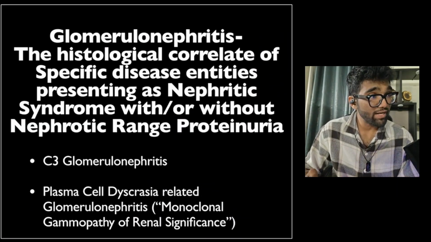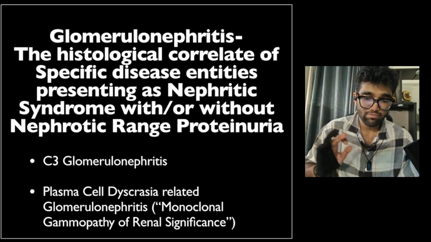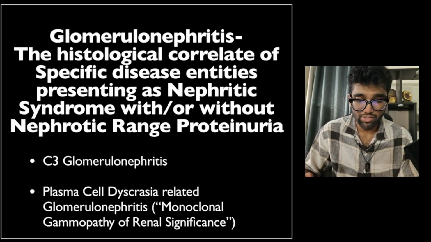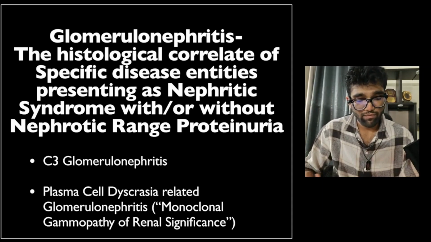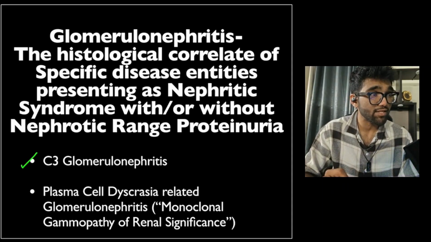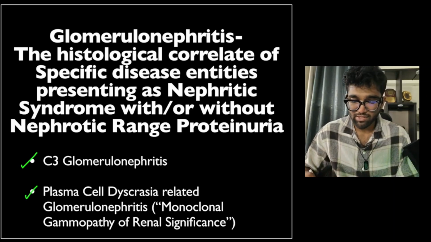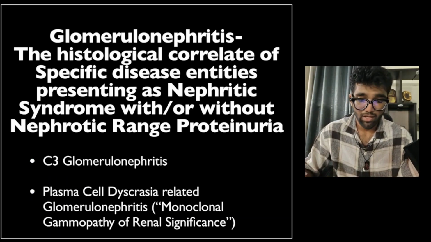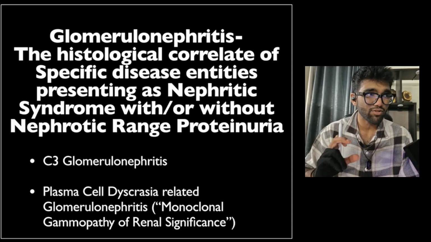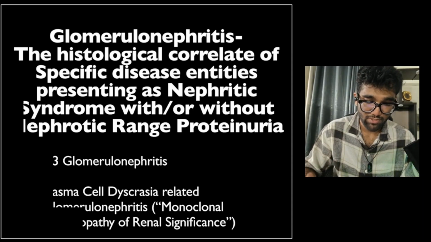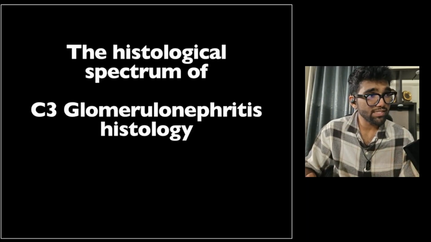Now, when you get a glomerulonephritis, that is clinically a nephrotic syndrome, sometimes with nephrotic range proteinuria, sometimes not. Okay, there are two distinct possibilities that one must consider. One is C3 glomerulonephritis, and the other is plasma cell dyscrasia related glomerulonephritis. What has been called monoclonal gammopathy of renal significance, or at least it is a subset of MGRS, monoclonal gammopathy of renal significance. So let's talk about C3GN first.